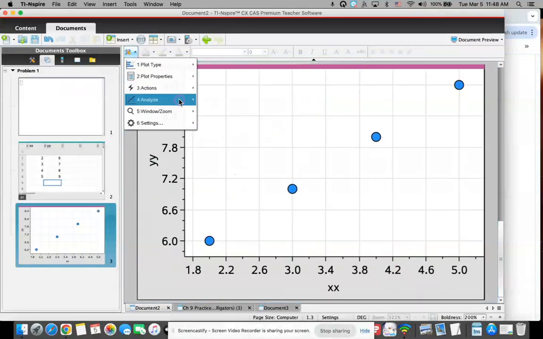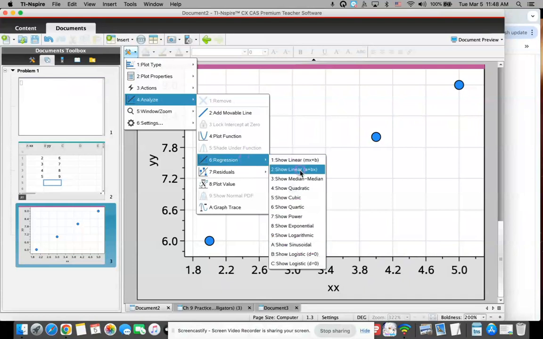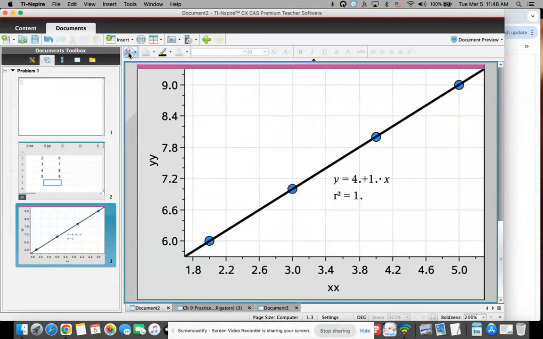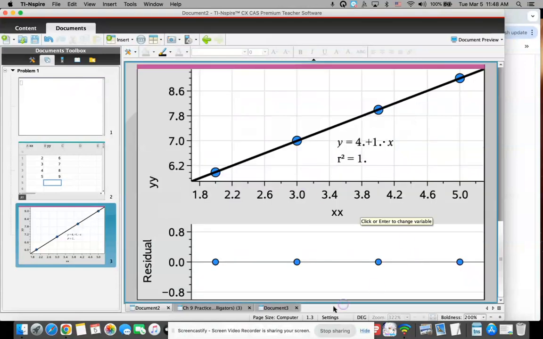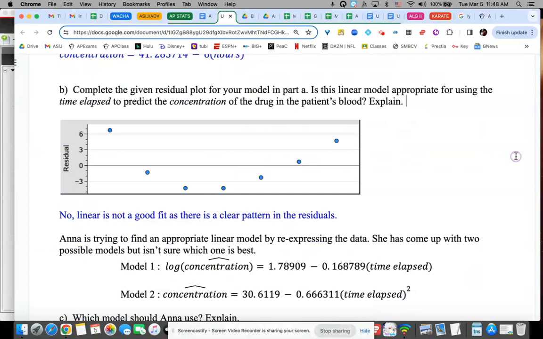right? We go to analyze and we do regression, and that gives you regression. Then you can go to residuals and show residual plot. And this is what you need to draw on your paper. On a test, you're going to have to do it by hand, right? So it should look something like this, where you have residual labeled, you have your zero line, and then you can plot your points around it. So in this case, this is what the residual plot should look like if you did it right.